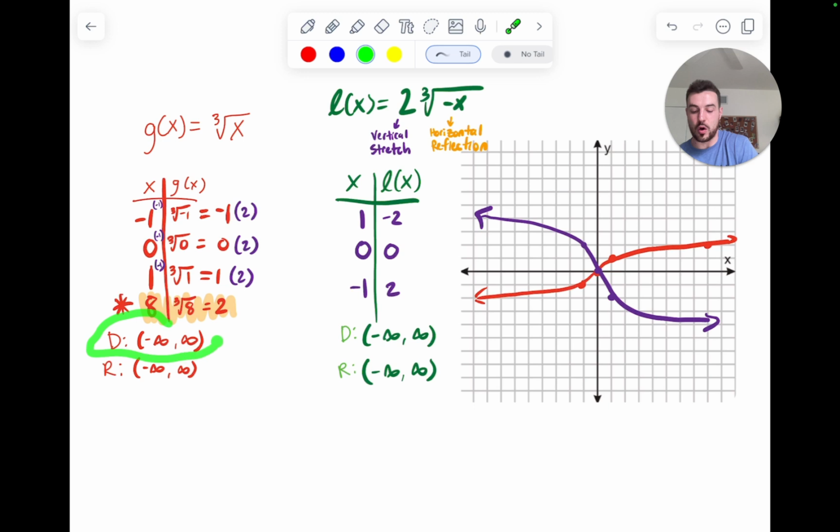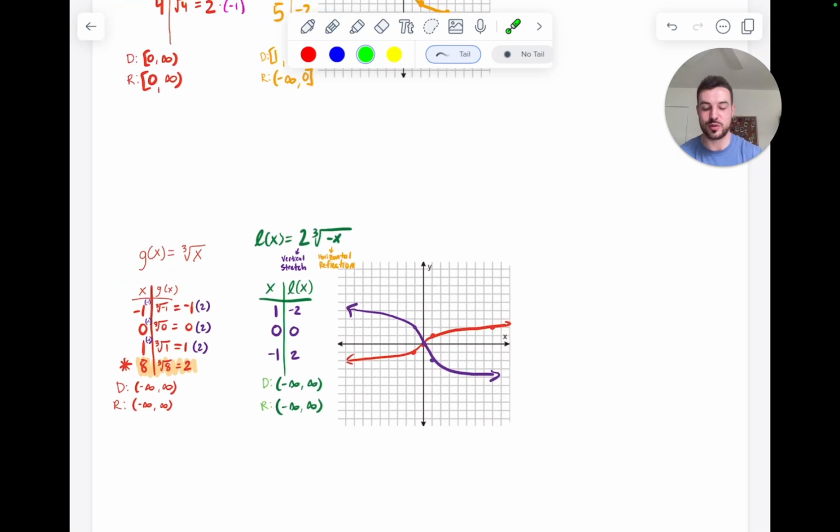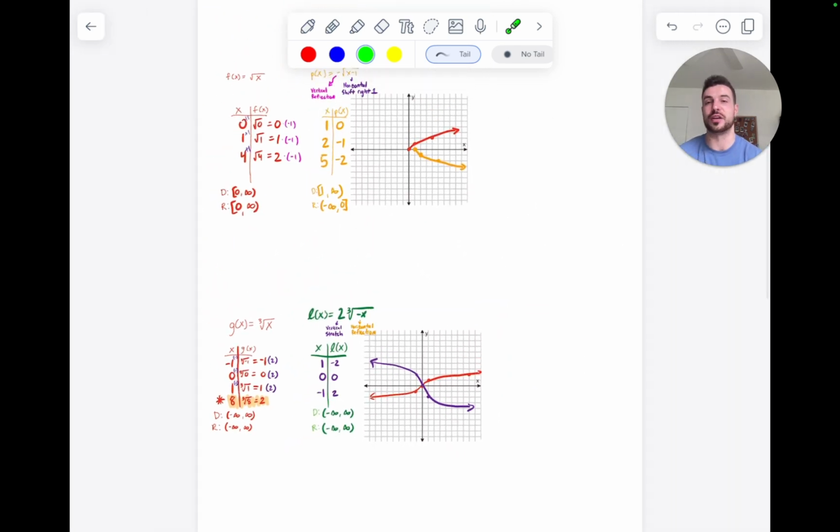Now, my horizontal transformation, I'm going to take each of those domain values and multiply by negative 1 because we have a horizontal reflection. Negative infinity times a negative 1 is positive infinity, and then infinity times negative 1 is negative infinity. And again, we just put the lowest value first because that's how our intervals work. So this is really all that goes into graphing radical functions.